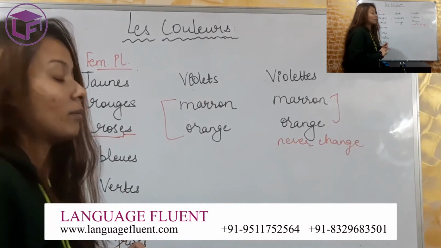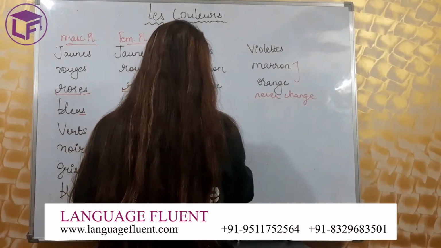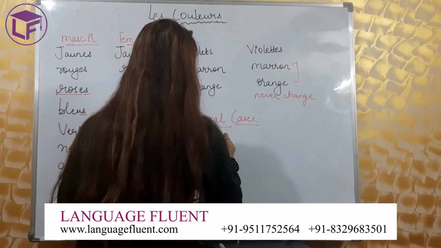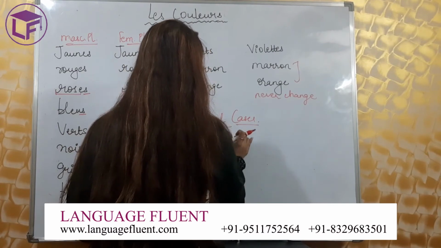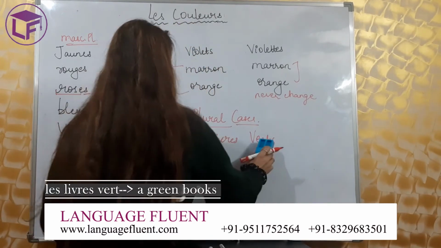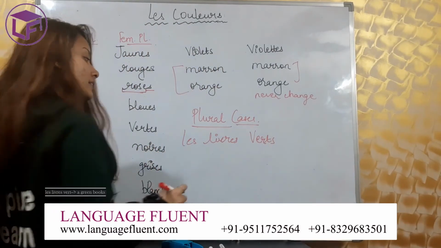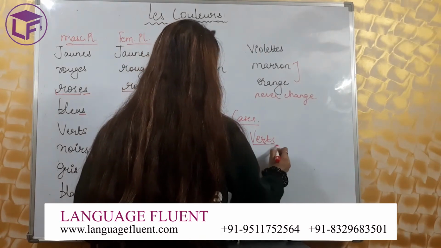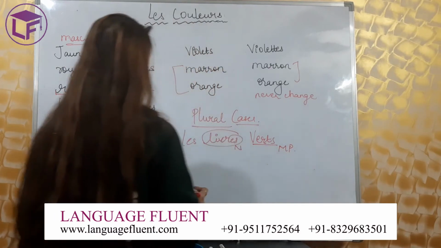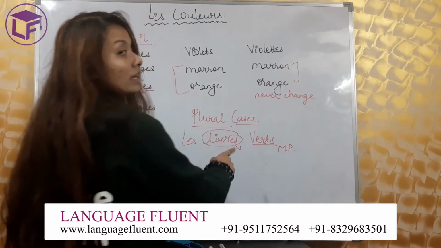All right, so let's move on to some examples of plural to make it more clear. Les livres verts, that is the green books. As we have already studied, the noun comes before the color. The color here is masculine plural. Masculine plural, why? Because livre is masculine and also it is the plural case of the noun.